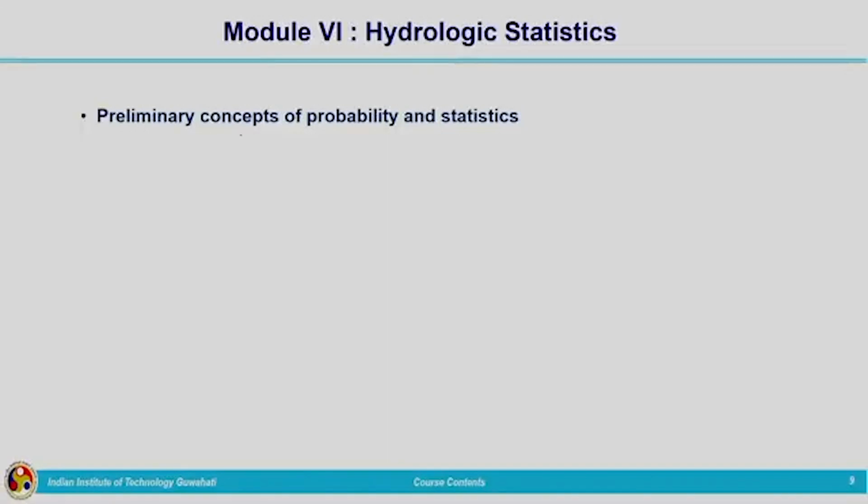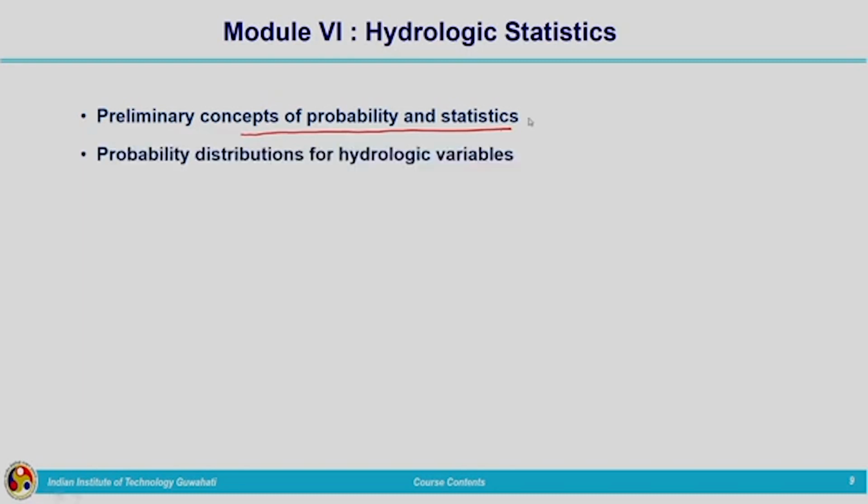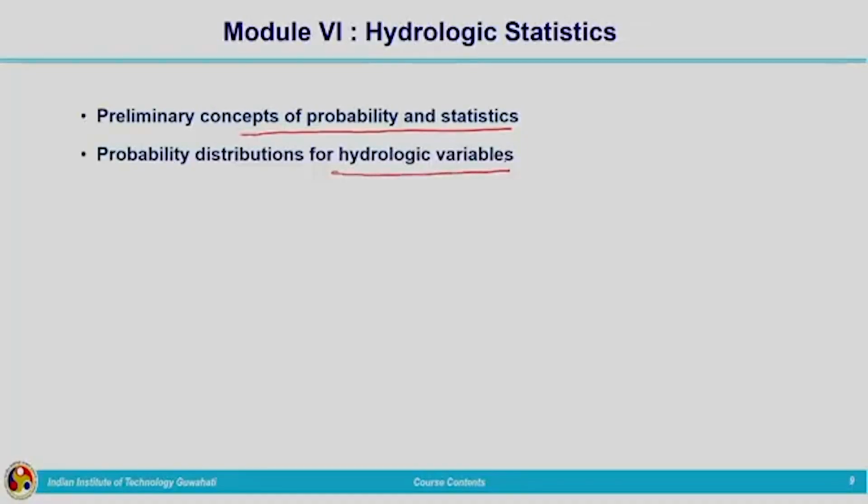Then we will move on to hydrologic statistics. That is, module 6 deals with hydrologic statistics. As the name indicates, we will start this module with the preliminary concepts of probability and statistics. Basic fundamental knowledge about probability and statistics we will be covering initially, and after that we will be moving on to different probability distributions and what are the different types of distribution which can be utilized for hydrologic variables. That understanding is required, that we will study.